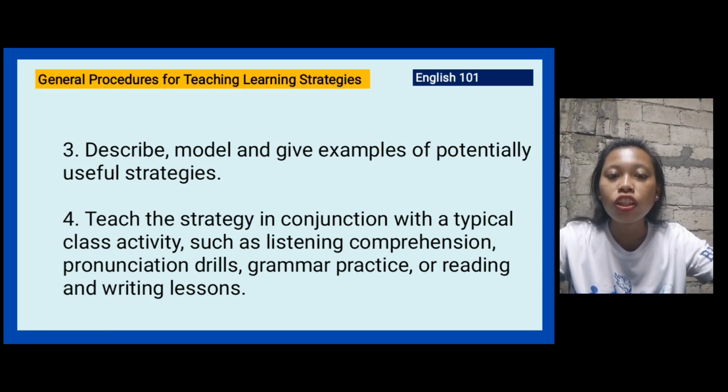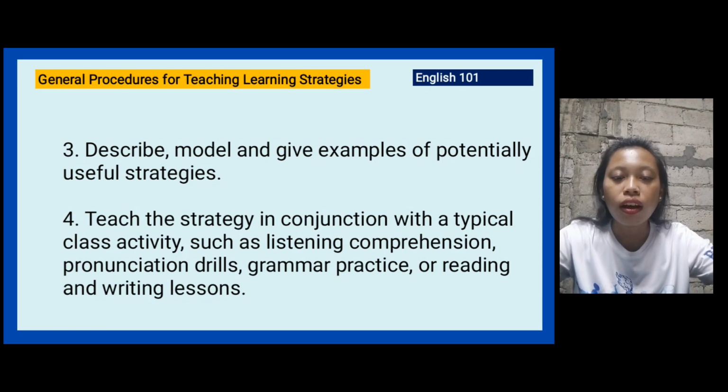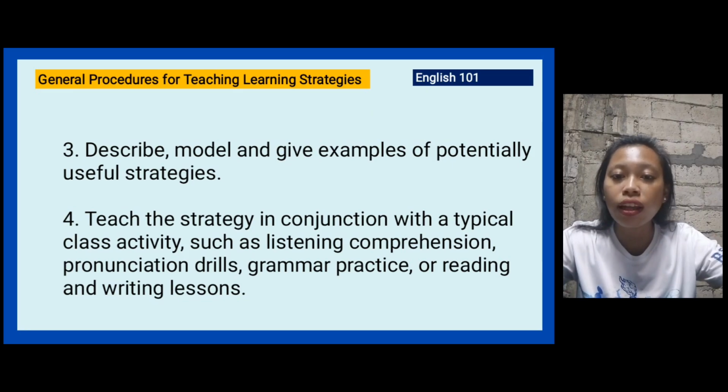Number 4, teach the strategy in conjunction with a typical class activity such as listening comprehension, pronunciation drills, grammar practice, or reading and writing lessons. Here, use the strategy while teaching regular lessons like reading, listening, grammar, or writing so students see it in action. Why? This helps students see how the strategy is useful in real learning situations.